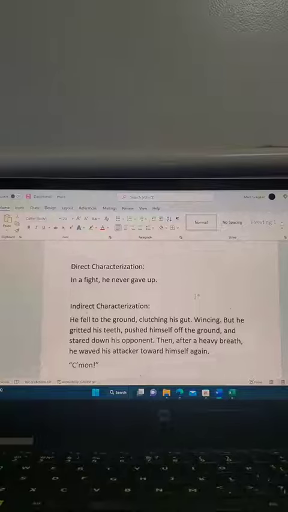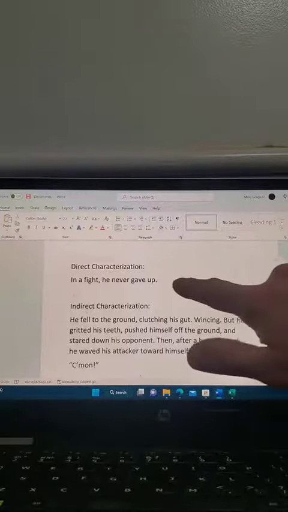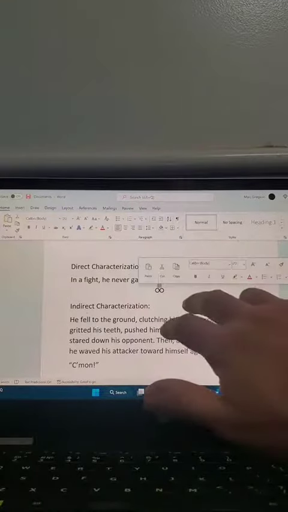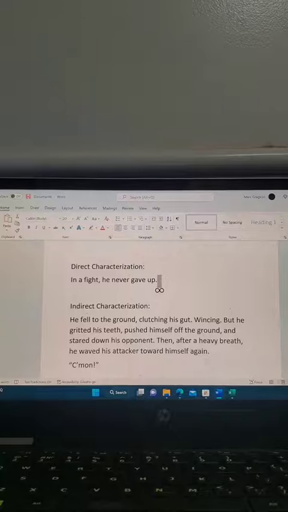So here we have the same example of direct characterization. In a fight, he never gave up. And then we can see what happens when we move this into indirect characterization. We can tell that it's definitely extended the scene. This is the whole thing of showing versus telling. In telling, you can get that information across really quickly. Whereas in indirect characterization, you're usually going to have to write out a scene, but it does bring your reader into the scene, which is going to help them make an image in their head.